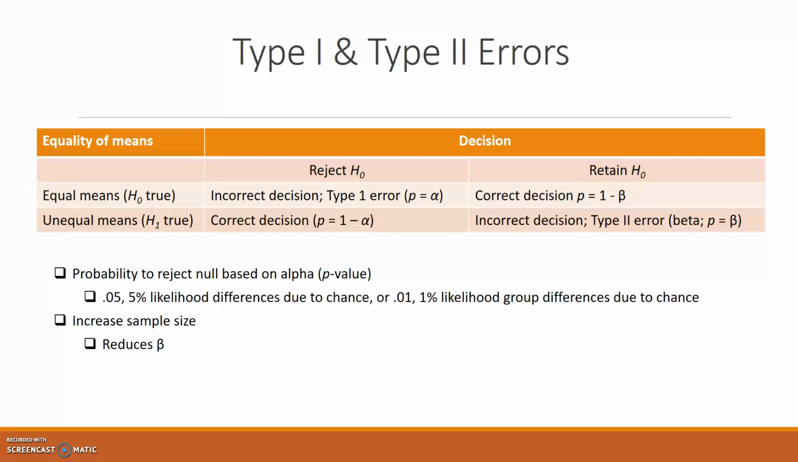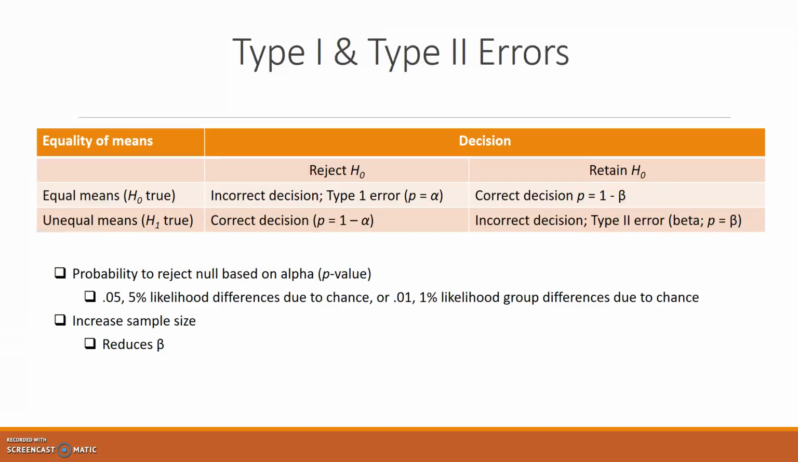The second instance is where we have unequal means. In this case, the alternative hypothesis is true in the population. So if our decision is to reject the null, as we see here in the lower left-hand cell, that would be a correct decision. Groups differ in the population, and hence we've reached that conclusion. However, if we retain the null, this would be what we'd call a type 2 error, meaning that we've said there are no group differences when in fact there are.